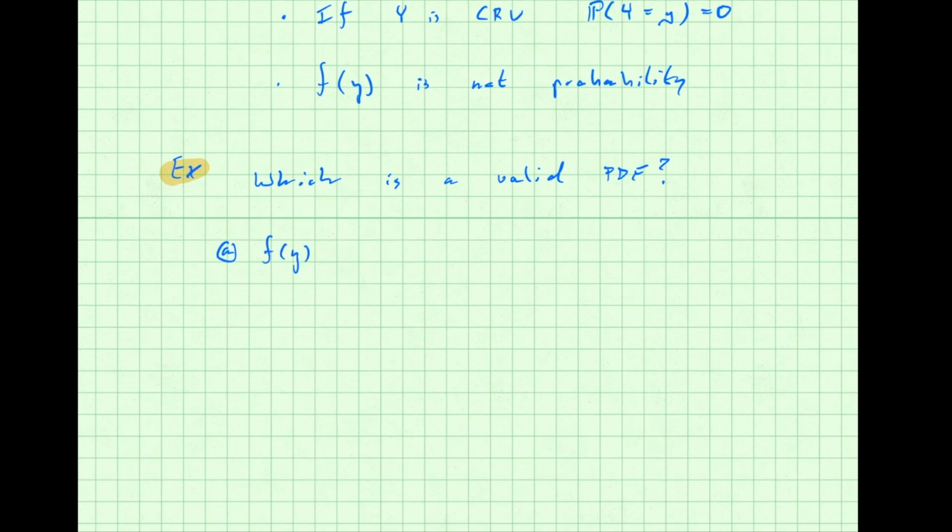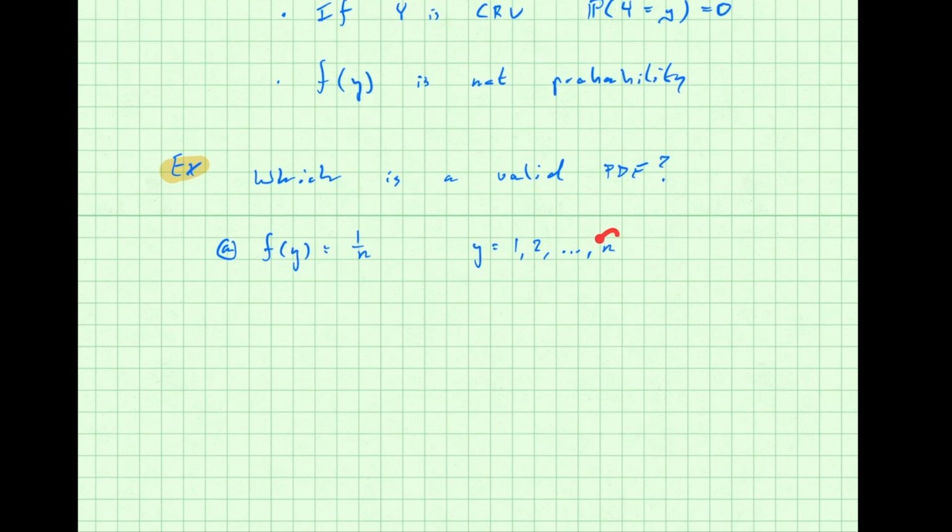F of y is equal to 1 over n, where y can have values 1, 2, up to n. That's really similar to one we've seen before, except that it started from 0 before, and it starts from 1 here. So there's n of these, not n plus 1. I'll get back to this in a minute. Okay, next candidate. Just a spoiler alert: A is not going to work. It's got a lot of problems. But anyway, next candidate.